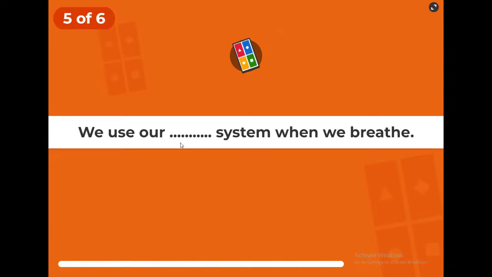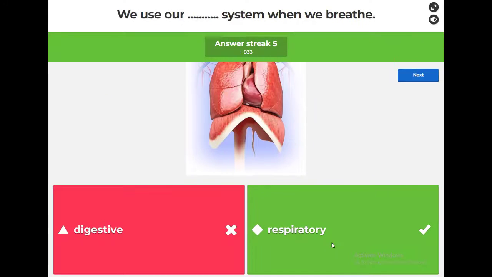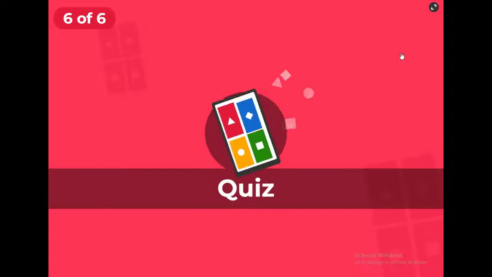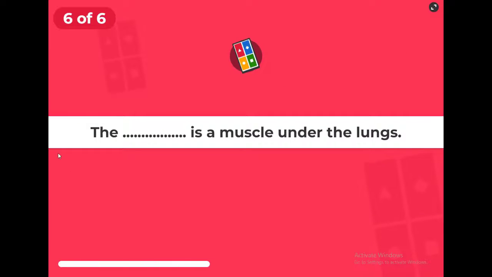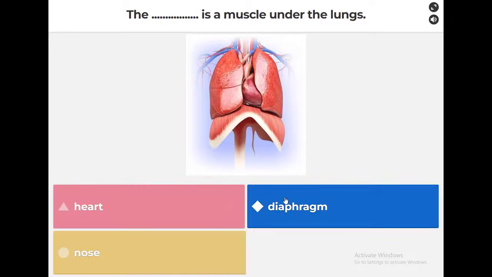We use our respiratory system when we breathe. What is this system's name? It's our respiratory system. The diaphragm is a muscle under the lungs. What is the name of this muscle? It's the diaphragm.